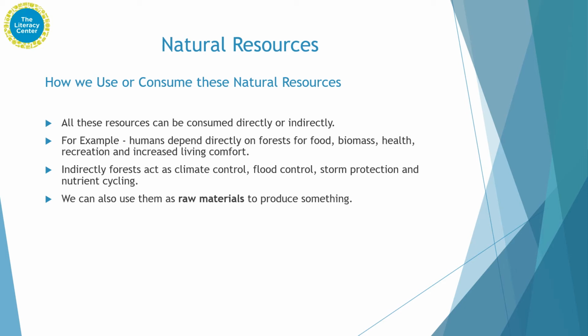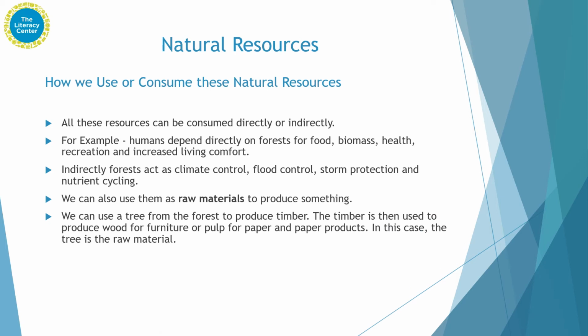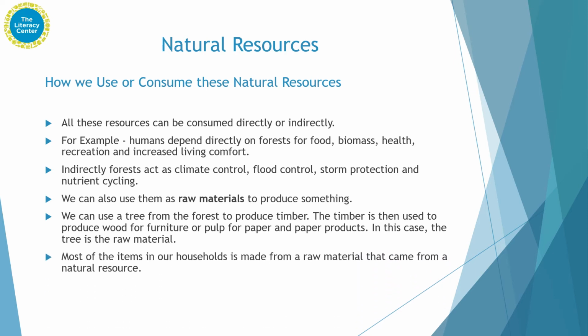We also use them as raw materials to produce something. We can use a tree from the forest to produce timber. The timber is then used to produce wood for our furniture or pulp for paper or paper products. In this case, the tree is a raw material for us. Most of the items in our households are made from a raw material that came from a natural resource. For example, electricity at home, bread we eat, utensils or clothes, etc.